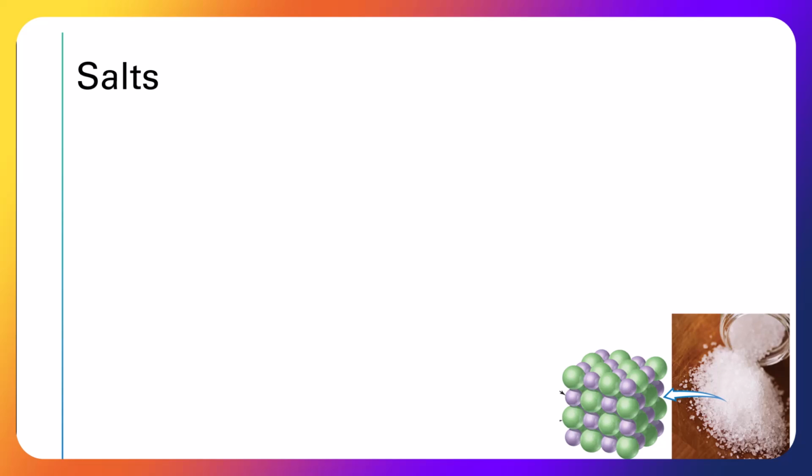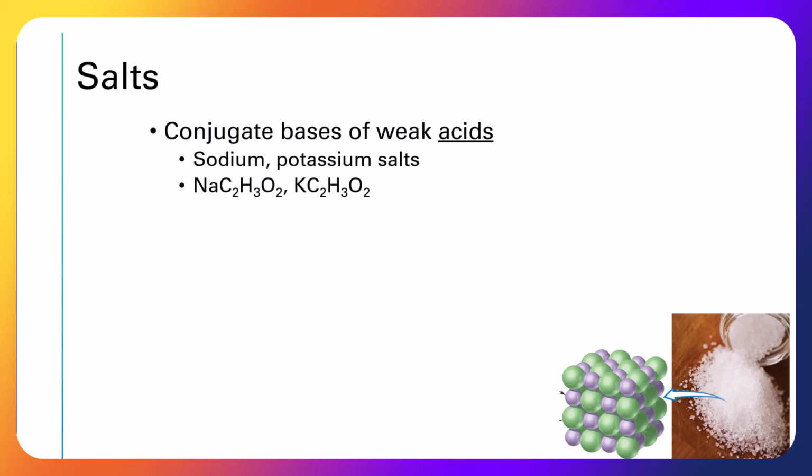So in chapter 16, we talked about salts. Let's try and remember what a salt is. A salt is the product of an acid-base reaction, and they can be either the conjugate bases of weak acids like sodium and potassium salts. Here's sodium acetate, potassium acetate. You could have others, sodium fluoride, potassium fluoride, sodium carbonate, potassium carbonate, etc.